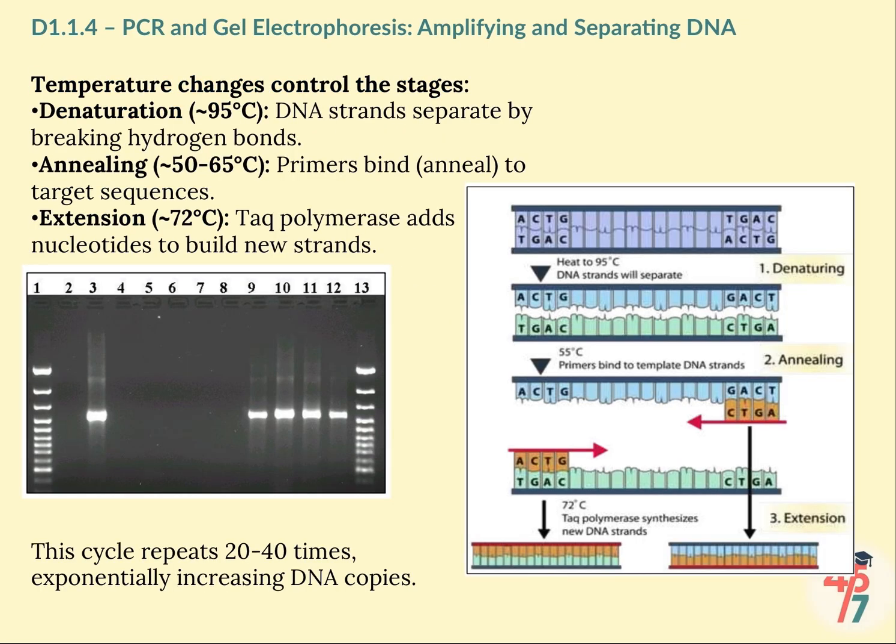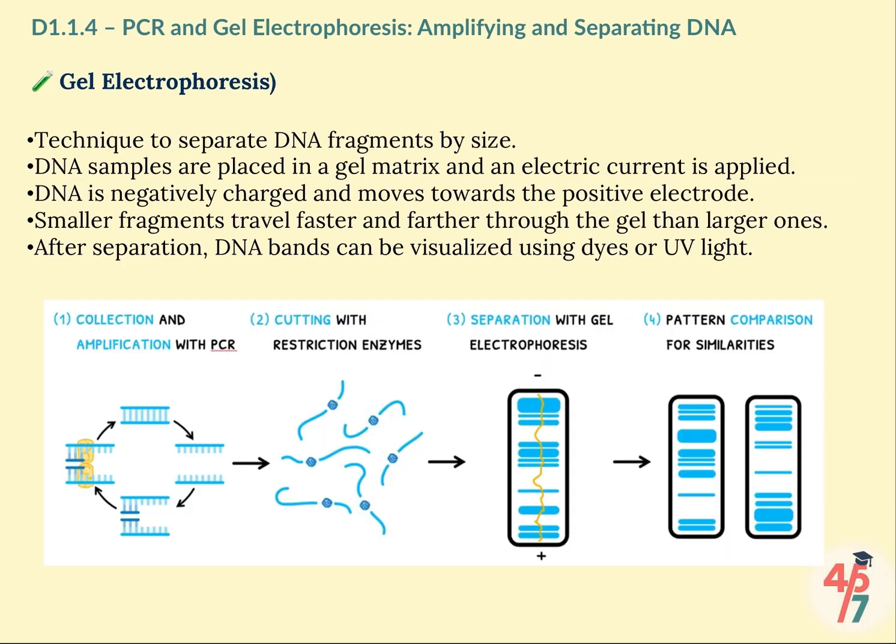So, the temperature changes through stages. The first step is denaturation, just separating the strands. Then annealing, from 50 to 65 Celsius, where primers bind. And then the extension at 72 Celsius, where the Taq polymerase adds nucleotides to build the new strands. This cycle is repeated many times to exponentially increase the DNA copies. Here is denaturation, then annealing, then extension.